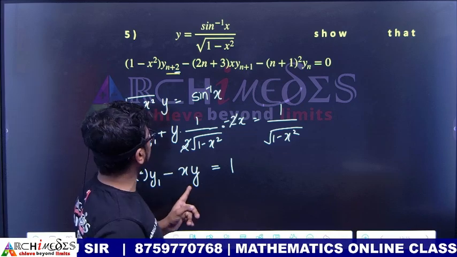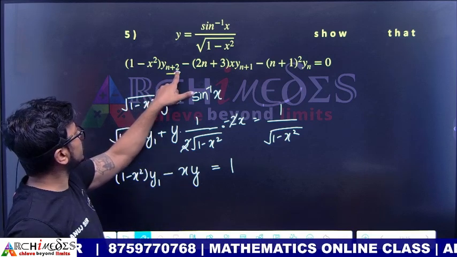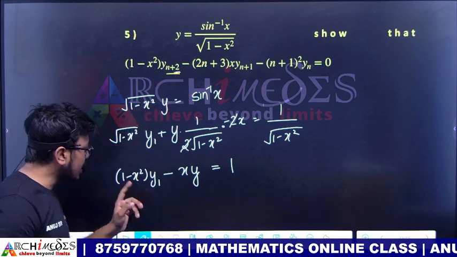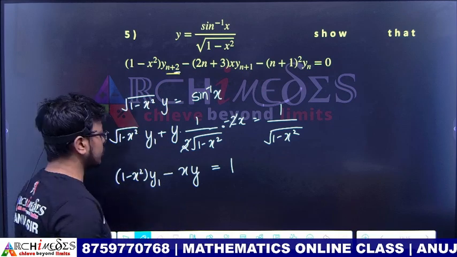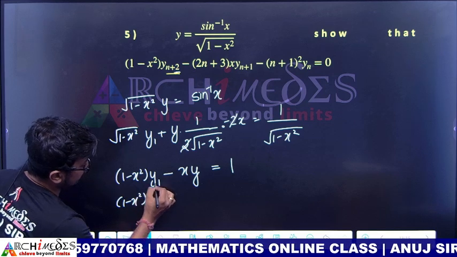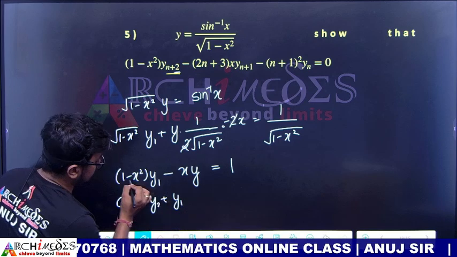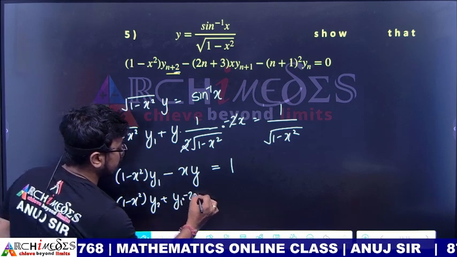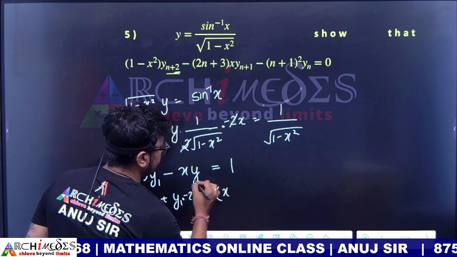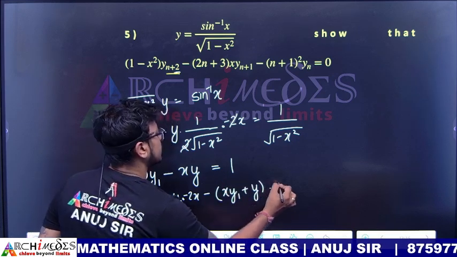Why do you have to do it one more time, dear? Because here it is y n plus 2. You cannot apply the nth derivative. So again you have to differentiate one more time. When you differentiate one more time, it becomes 1 minus x square, and if we differentiate this one, it becomes y2, plus y1 as it is. When you differentiate this, it becomes minus 2x. Here apply the chain rule. So x, when you differentiate this, becomes y1 plus y. Differentiating 1 gives 0.